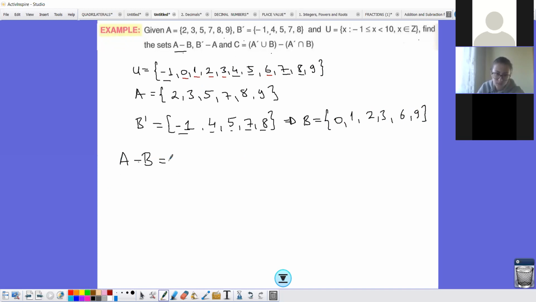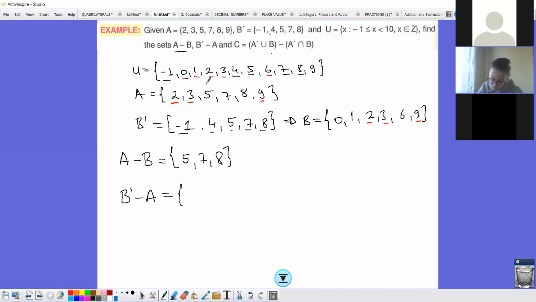Now, what will be A difference B? Do we have some common elements in A and B? Yes, 2, 3, and 9. So we'll take out from A these elements, and then A difference B will be 5, 7, 8. Yes.